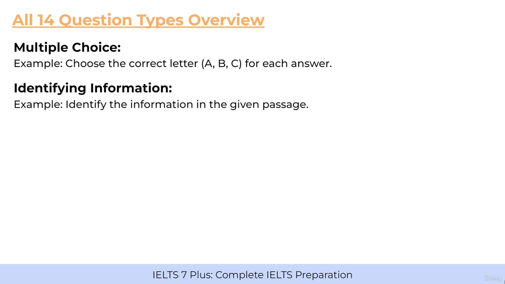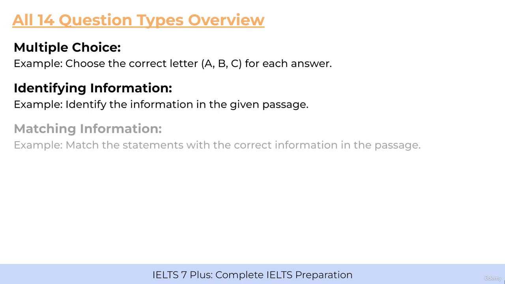Next up, we have identifying information. There's a few different kinds of identifying style questions, but identifying information in the given passage is maybe a question that's asking you to find specific details, whether it's looking for dates or just giving an answer against some information in the text. Matching information: you'll be given some statements and then you have to match these statements with correct information in the passage. So this is a common question that you'll see as well, basically matching statements against what you have read.